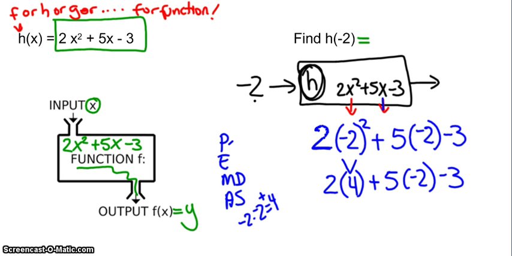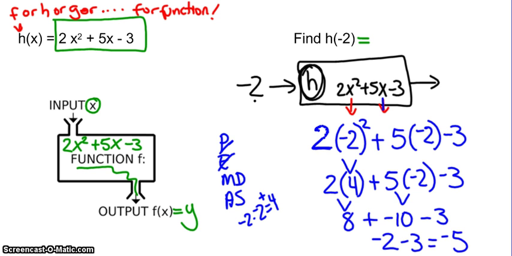Now I've taken care of that. I'm going to go ahead and finish my multiplying steps here. 2 times 4 is 8, plus 5 times -2 is -10, and then I just bring down the minus 3. Okay, so what I have here is 8 plus -10, that's -2, minus 3 is equal to -5. So definitely a lot more work to show here because there are more steps inside the function to compute before we get our final answer, which is -5.